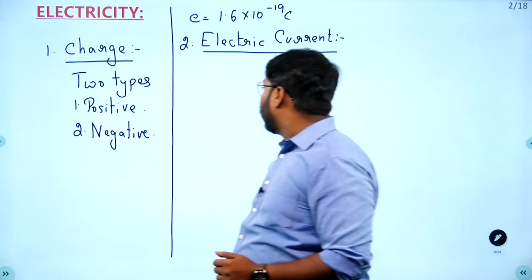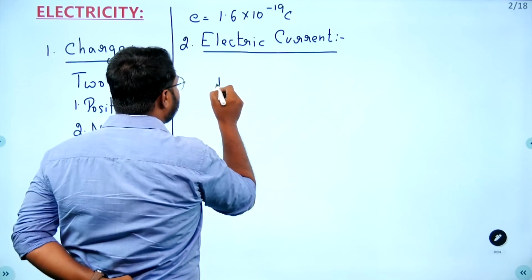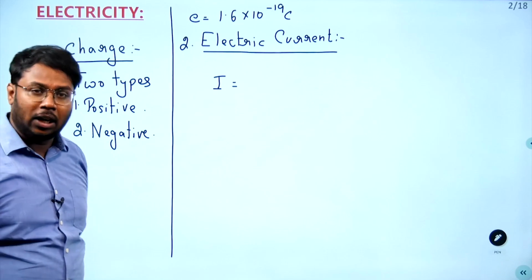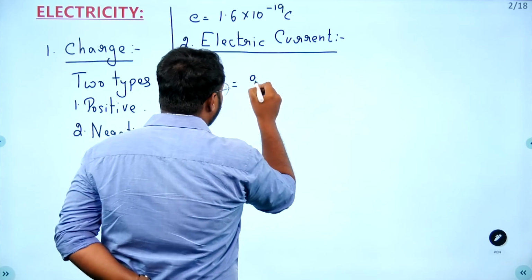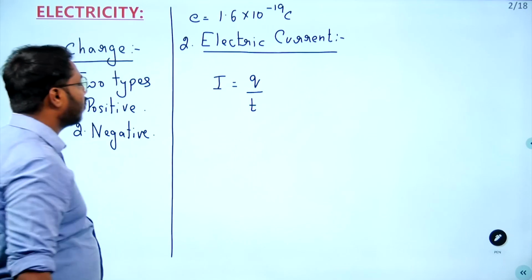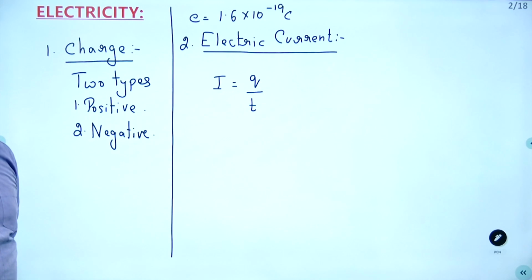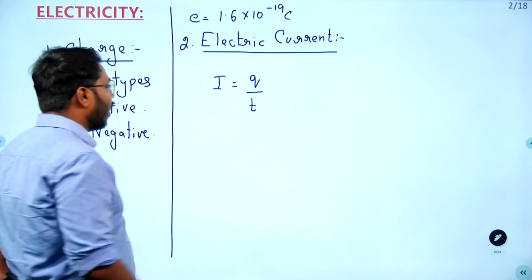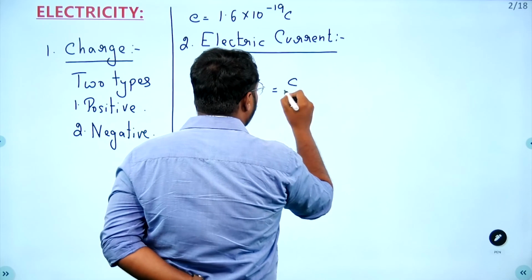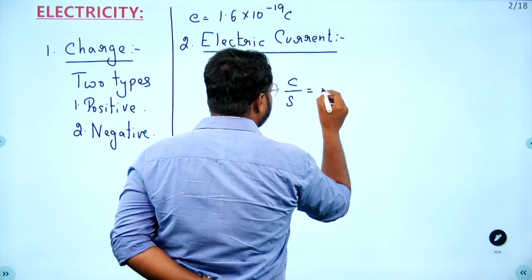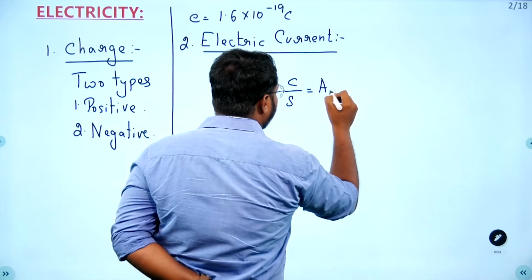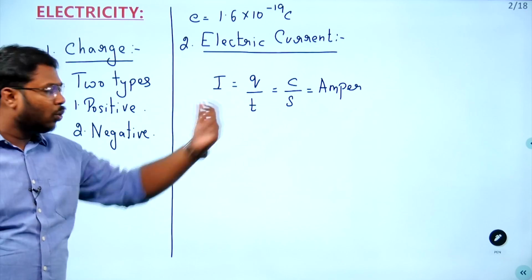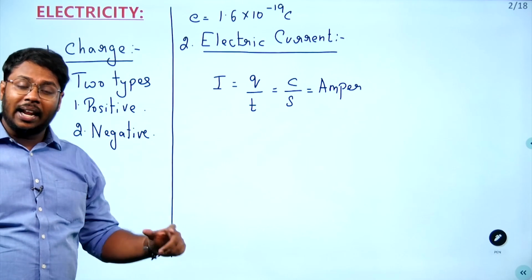I is the symbol that I generally use to represent the electric current, and of course it's a scalar quantity which is equal to Q by t. It is the charge flowing per unit time. That is what the electric current is, and the unit of this is coulomb per second, which is amperes. So this is the unit that represents the electric current.